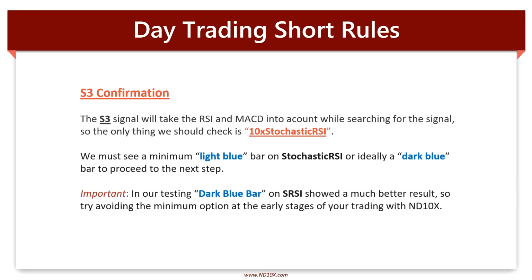S3 confirmation. The S3 signal will take the RSI and MACD into account while searching for the signal, so the only thing we should check is the 10x stochastic RSI. We must see a minimum light blue bar on stochastic RSI, or ideally a dark blue bar, to proceed to the next step. Important: in our testing, a dark blue bar on stochastic RSI showed a much better result. So try avoiding the minimum option at the early stages of your trading with the ND10X.